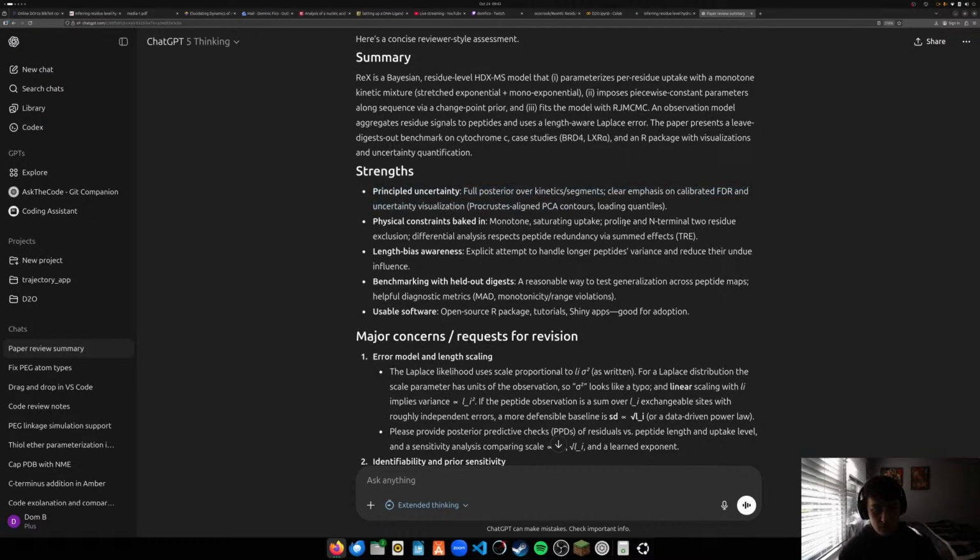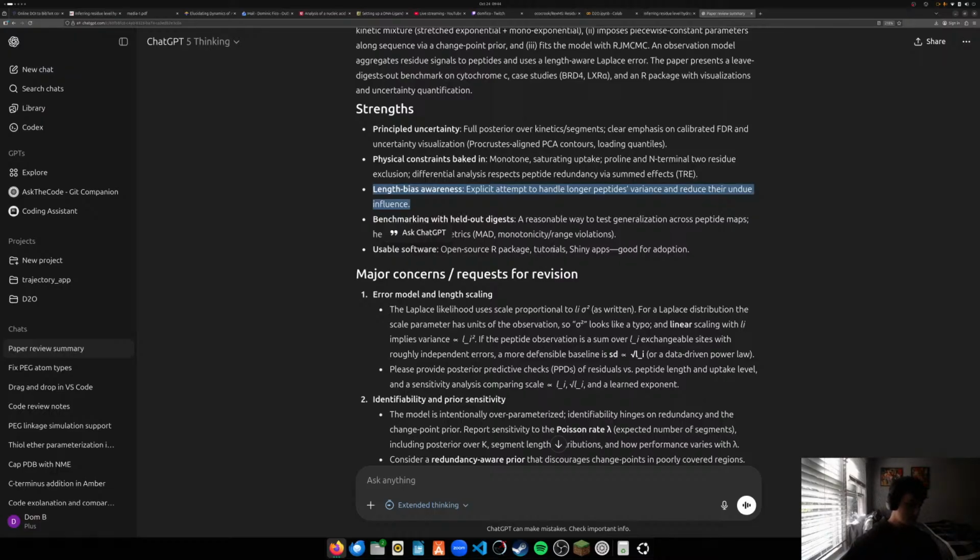Principled uncertainty, full posterior, clear emphasis on calibrated FDR. Physical constraints baked in, yeah, I mean, that's kind of what you should do. Explicit attempt to handle longer peptide variants, reduce their undue influence. I have tried to do this before, where longer peptides have increased error. I forgot how I did it exactly, but I ended up not doing that, just to keep it more simple. It didn't really make a huge difference.